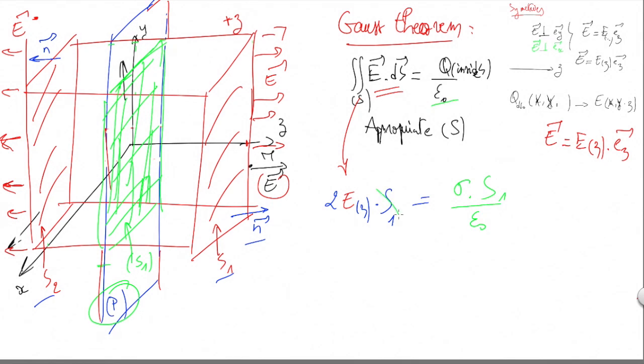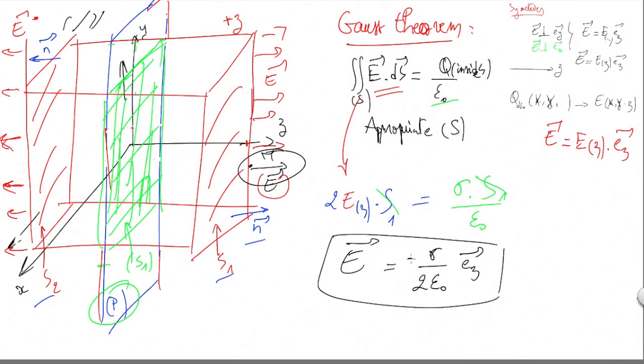We can now simplify by S1 and conclude that E is not even dependent on Z and is simply equal to sigma over 2 times epsilon 0, directed along the vector EZ. Of course, for the other side of the plane, there should be a minus here. So I'll write plus or minus depending on the side where you are.